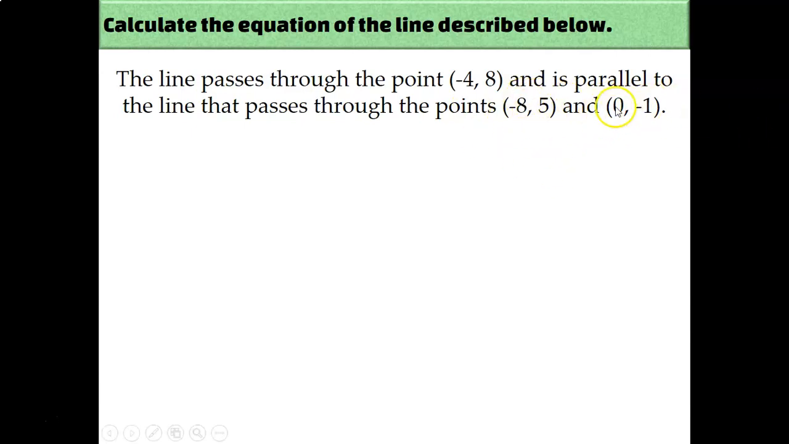We're going to use these 2 points to calculate the slope of the line that we've been provided, because our line is going to be parallel to that. So whatever slope we get when we calculate using these 2 points is going to be the slope of our line as well. So let's do it.